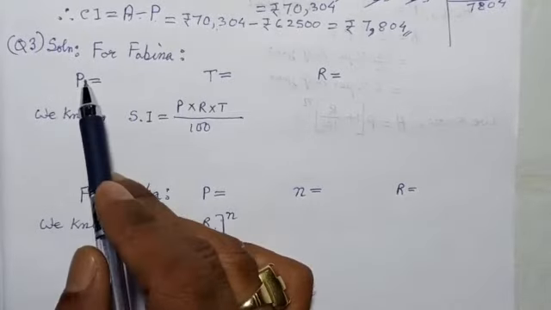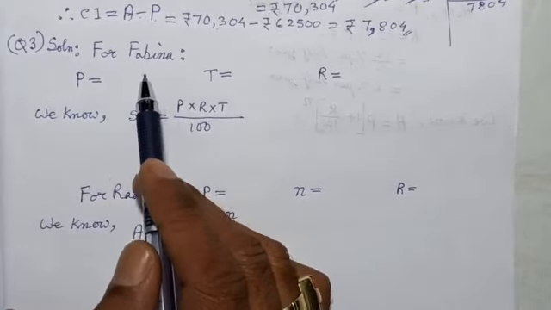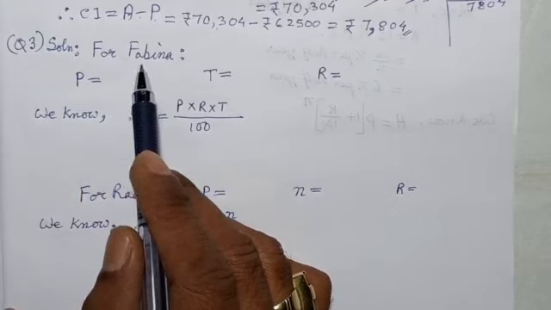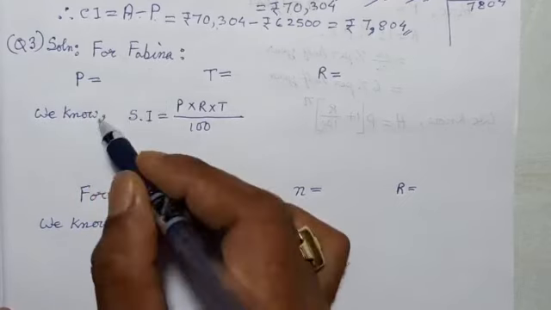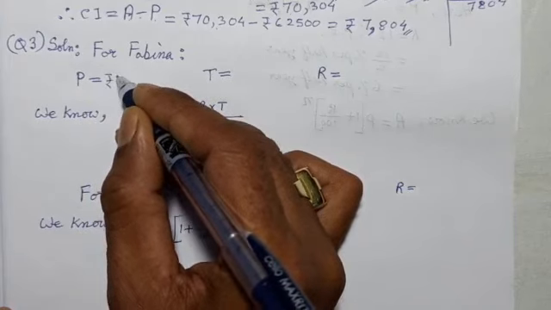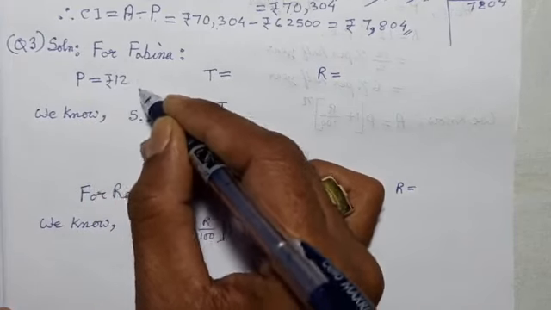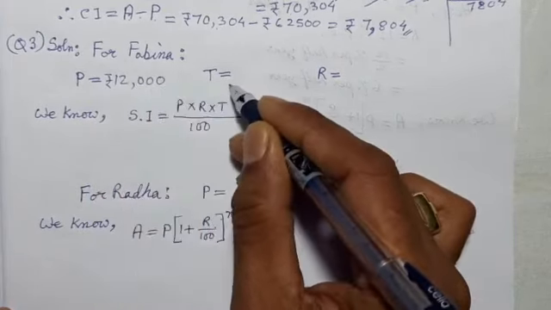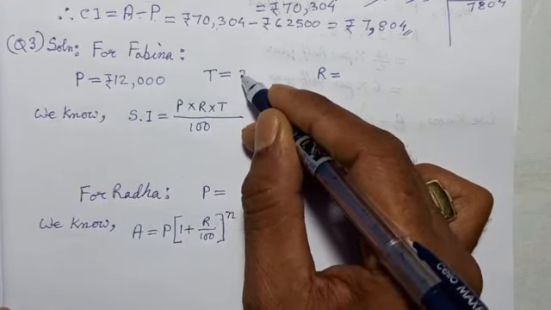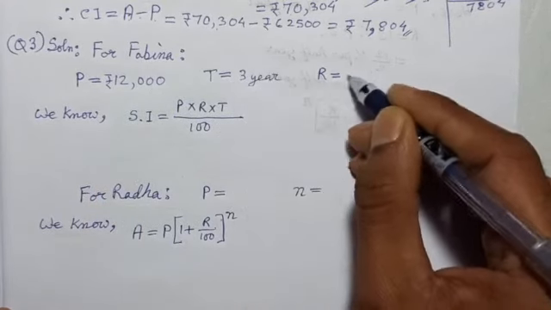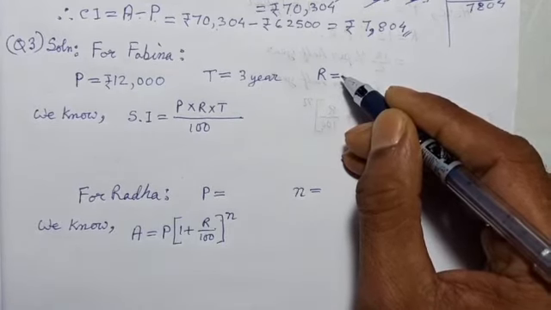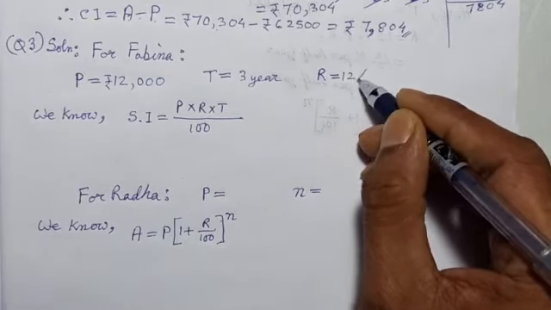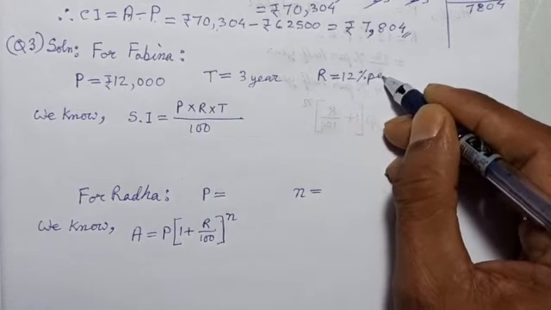Question number 3 solution. For Fabina, principal is rupees 12,500. Time is 3 years. Rate is 12% per annum.